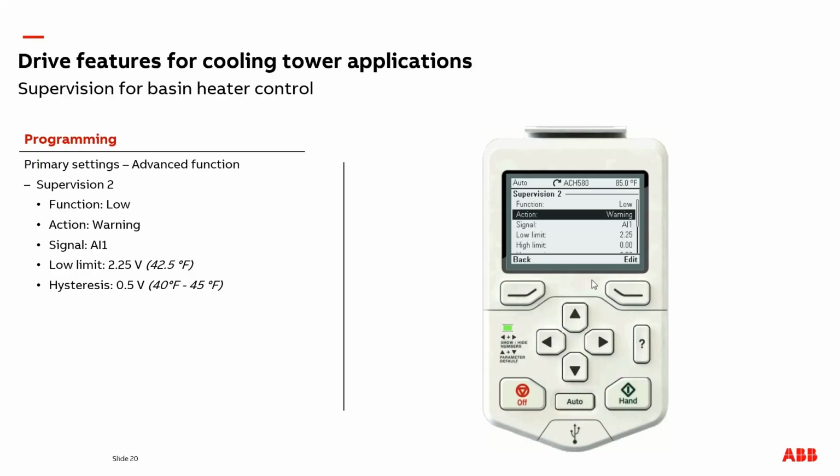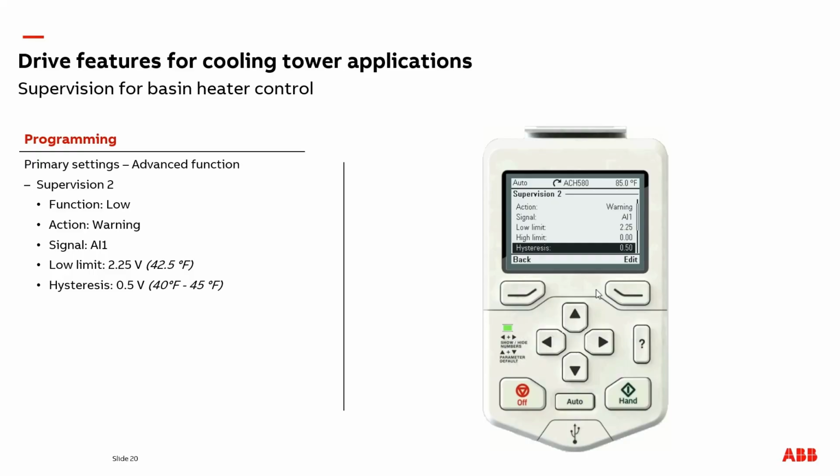For the action on this supervision, we will use warning to show on the keypad that the basin heater is enabled. Again, we will use the AI1 voltage feedback for the basin heater. For our low limit, we want to measure the temperature of the basin at 42.5 degrees Fahrenheit, which is equivalent to 2¼ volts on our temperature sensor. Then, with a hysteresis of 5 degrees, which is 1/2 volt on the temperature sensor, we will enable at 2½ degrees beyond the low limit.